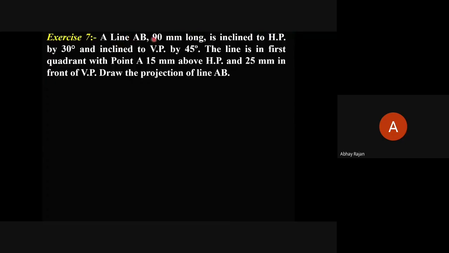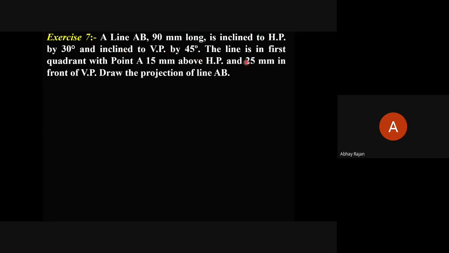A line AB 90 mm long is inclined to HP by 30 degrees and inclined to VP by 45 degrees. The line is in first quadrant with point A 15 mm above HP and 25 mm in front of VP. Draw the projection of line AB. When we see this question, we can understand that the true length of the line is given as 90 mm, and it is inclined to HP by 30 degrees as well as inclined to VP by 45 degrees.